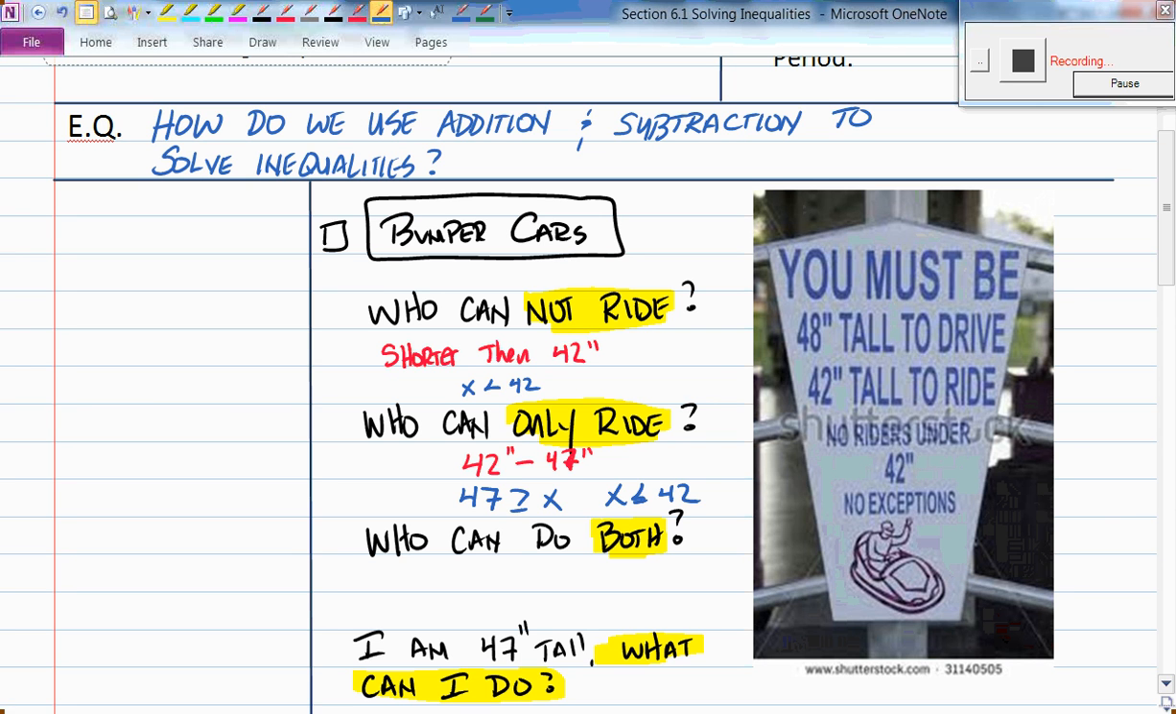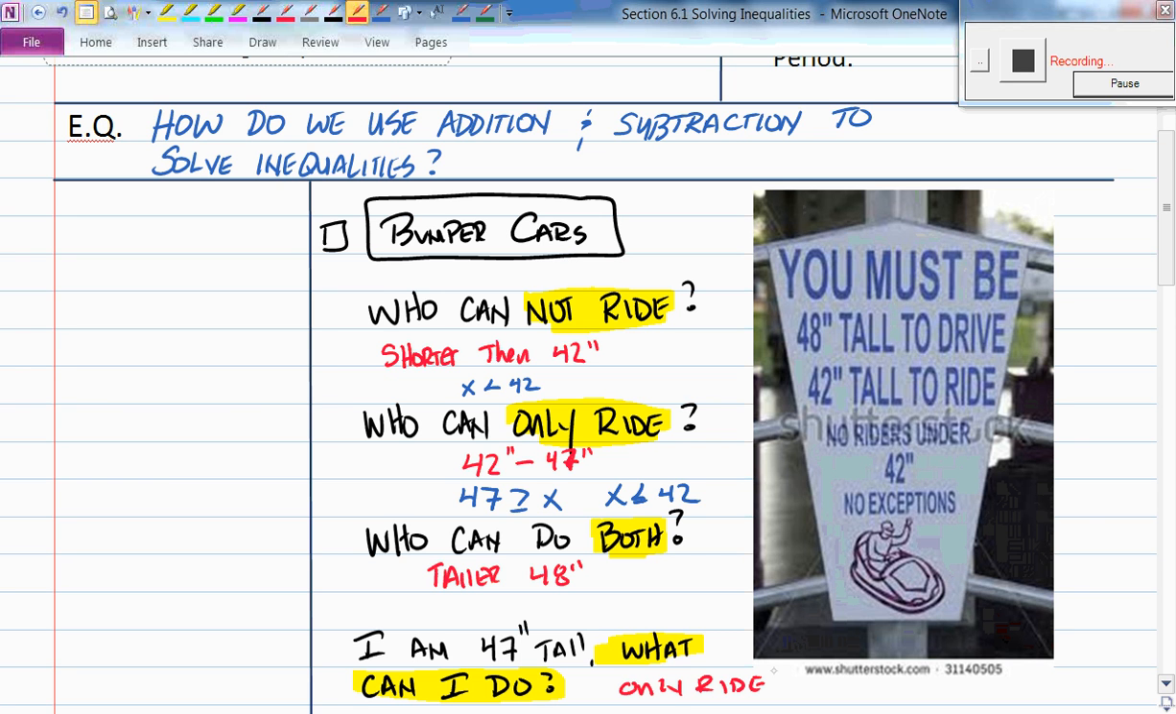Let's talk to Kyle. Your name came up. Who could do both? People 42 and above? Look at that. Is that what the picture says? Who can do both? Who can drive and ride? So people who are taller than 48 inches, right? Taller than 48 inches. Do you agree with that? Yeah. If you're 48 inches or taller, you can drive and you can ride. Does that sound good to you guys? Okay, so if I'm 47 inches tall, what can I do? Can I do both? Nope, I can only ride, right? I can only ride. All right?